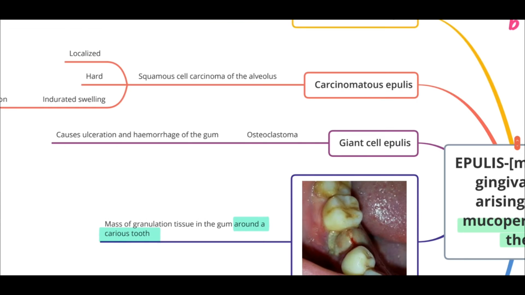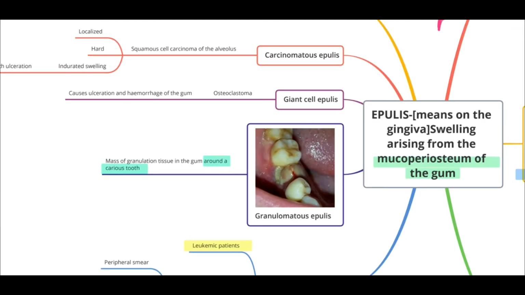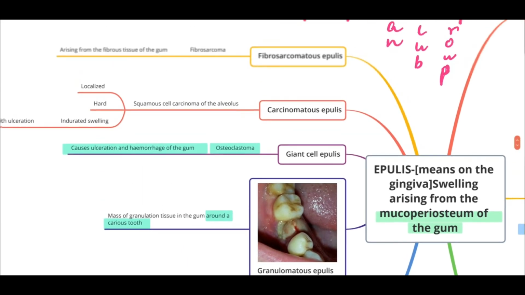Another one is giant cell epulis. Giant cell epulis is the osteoclastoma wherein there is ulceration and hemorrhage of the gum. So if the osteoclastoma causes ulceration and hemorrhage of the gum, that is called giant cell epulis. Osteoclastoma, we know, has giant cells.